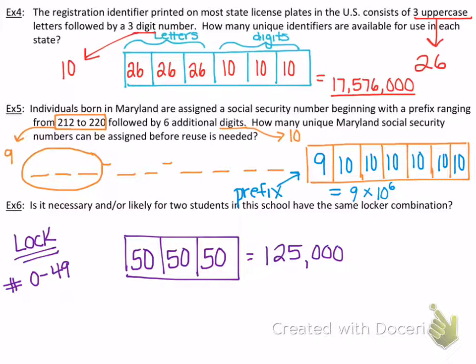Now, that's how many you get. However, we have this for, I would say, about 1,300 students. So it is not necessary to answer the first part, and it's not likely. Could it happen? Sure, but it's not needed, and therefore not likely to happen.